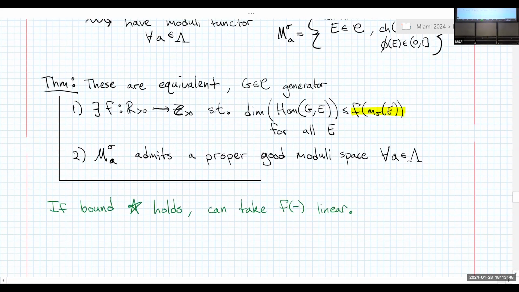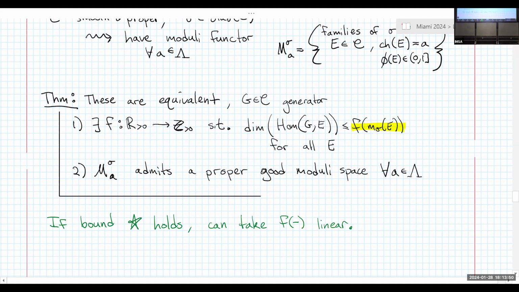So that's the interesting application that I discovered as I was journeying towards the ends of the stability manifold. Okay, I'll stop there. Thanks.